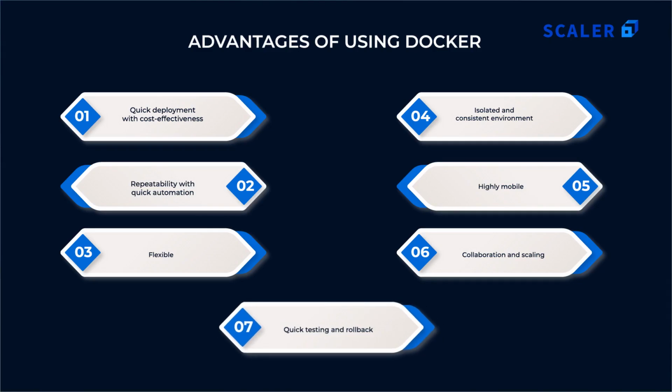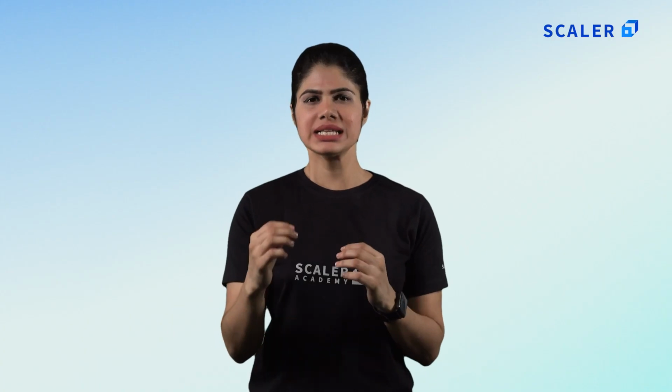Seventh, quick testing and rollback. The easily versioned Docker images are quick to test and can be easily rolled back. Thus, it creates a perfect environment for continuous integration and continuous deployment.